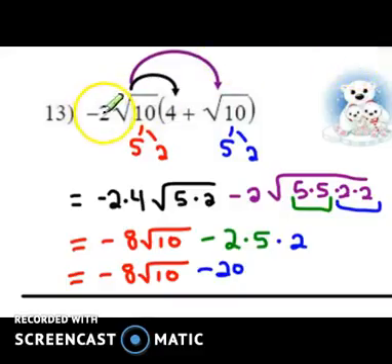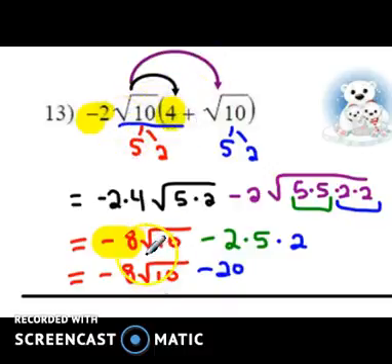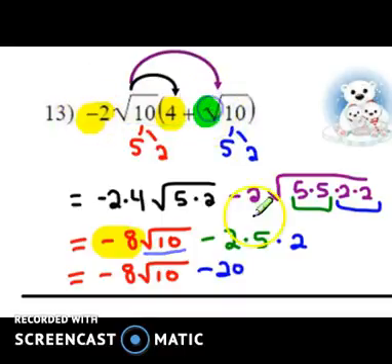In problem 13, I am going to go negative 2 times 4. That's how I got negative 8. Then my radical, square root of 10. Square root of 10. And then I'm going to multiply negative 2 times 1 here. So I am just going to leave this negative 2.